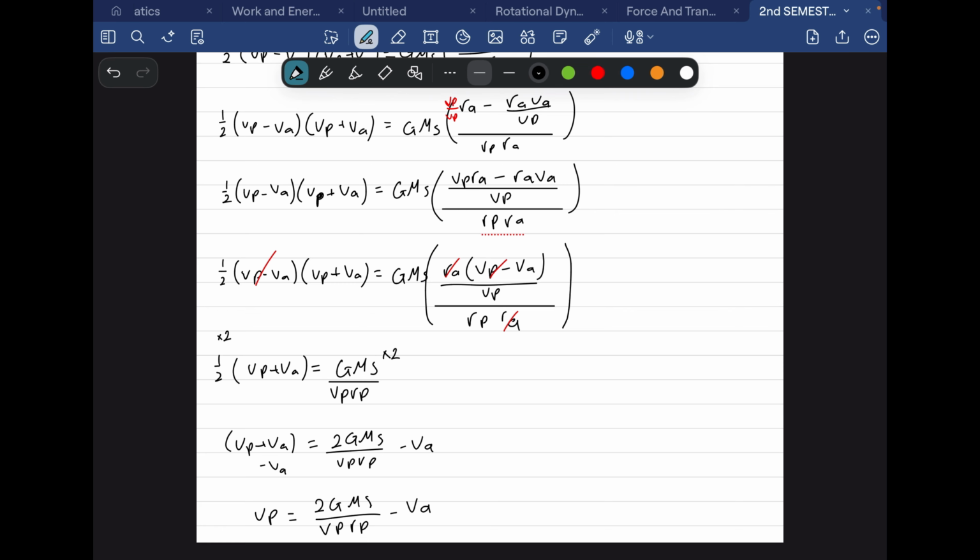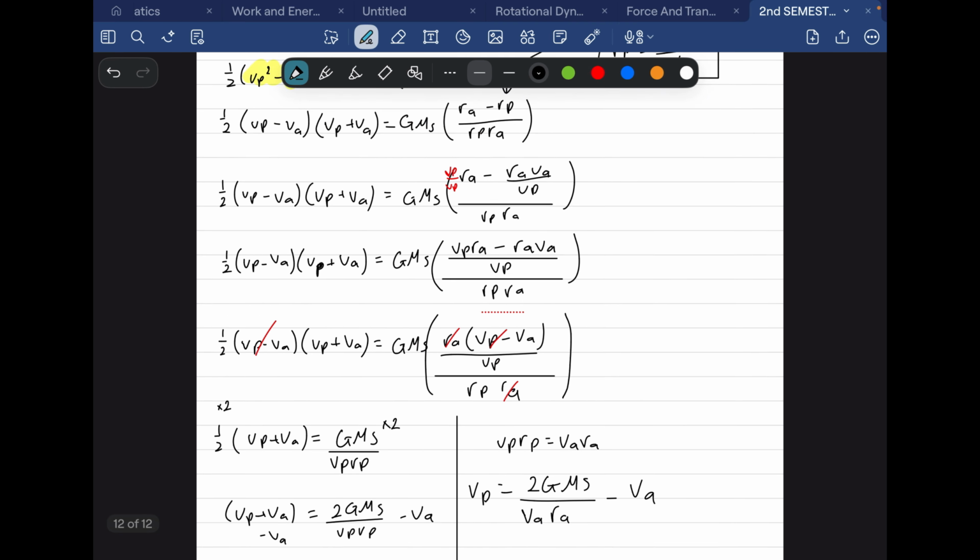But then in the equation, the denominator is VARA. So we know that VPRP is equal to VARA. So we can just replace the denominator with that. So the final equation is V perigee is equal to 2 constant G mass of the sun over V apogee R apogee minus V apogee.